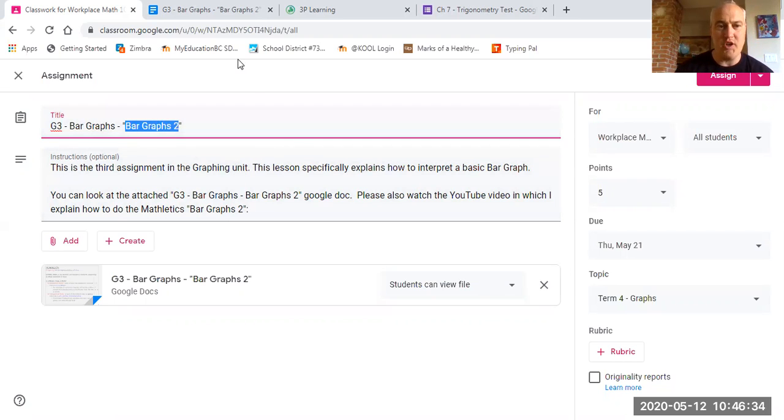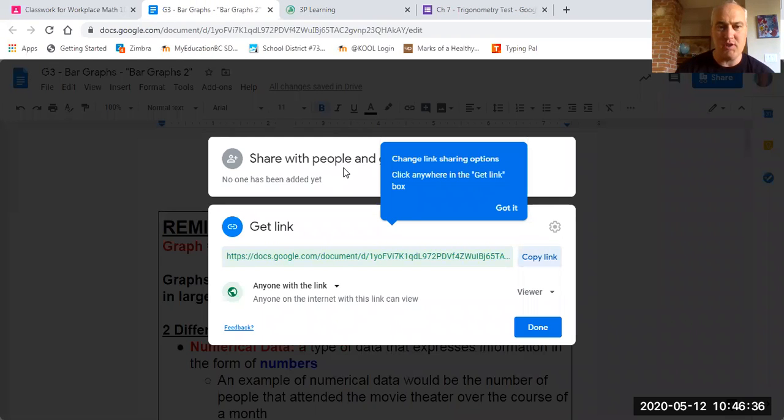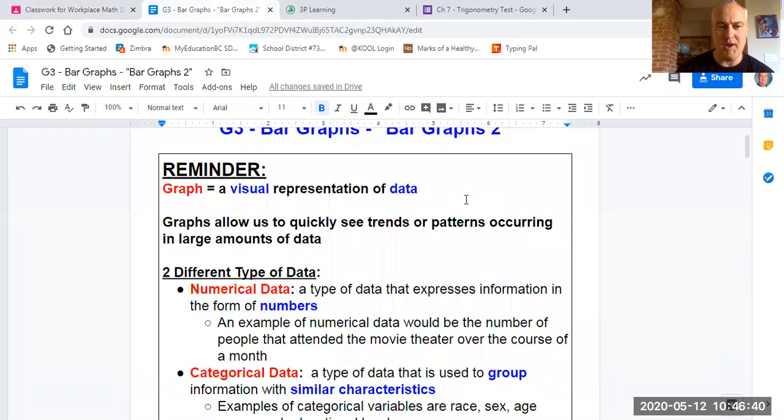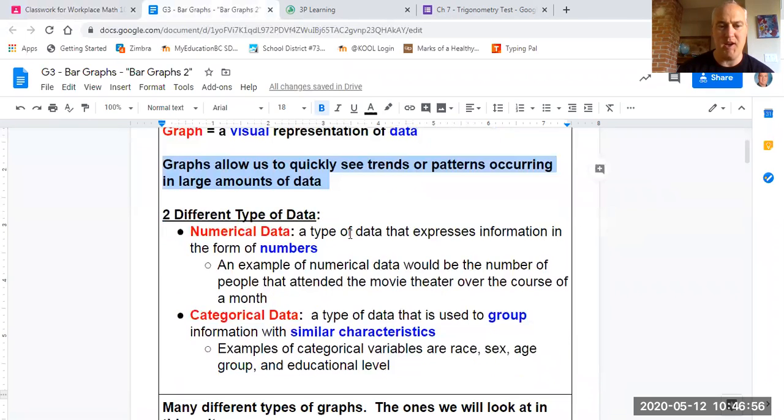There's really not a lot of calculations of any sort that you need to do in this, so it should be fairly self-explanatory and easy. It shouldn't be a long video. Just a couple of reminders. When we talk about a graph, what we're talking about is a visual representation of data. And generally we make graphs to allow us to quickly see trends or patterns occurring in large amounts of data.